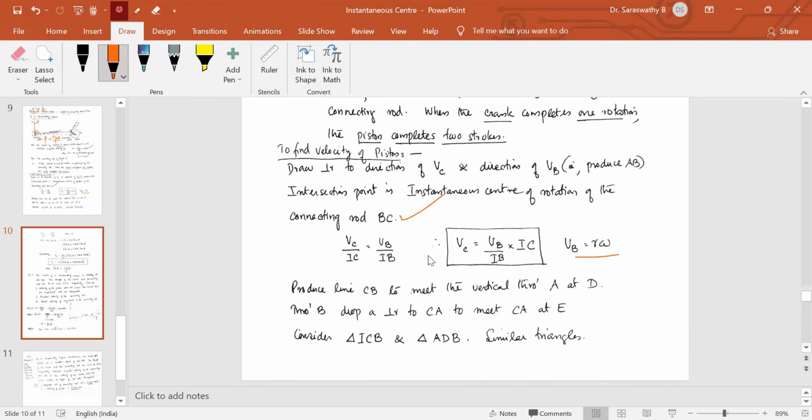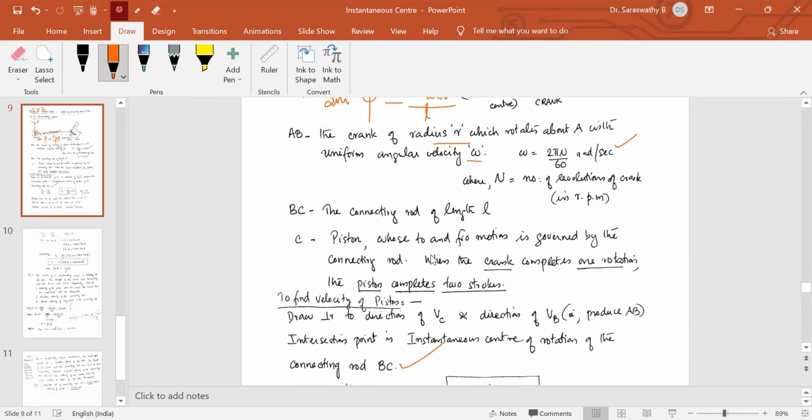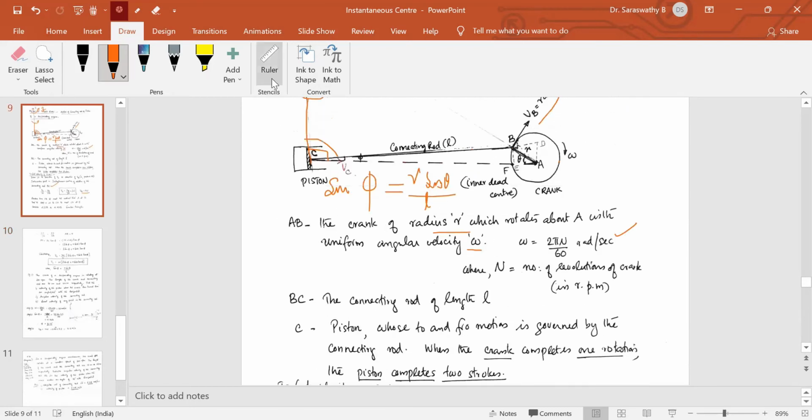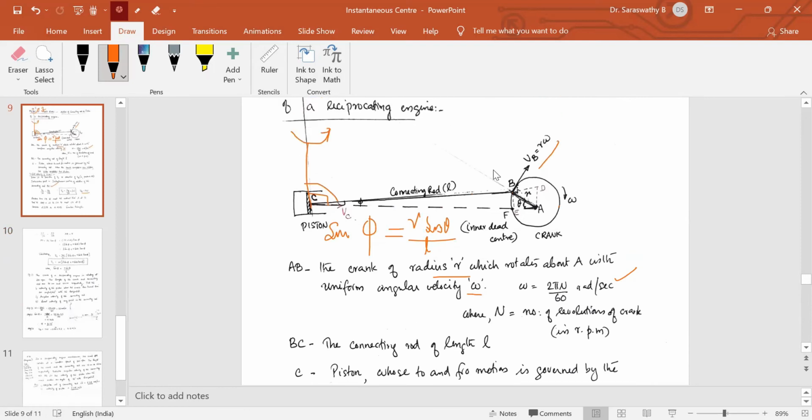This IC by IB, we can connect it with this triangle, triangle ADB. IC is parallel to AD. This side CB and BD are extensions of one another. Similarly, IB and BA are extensions of the same line.